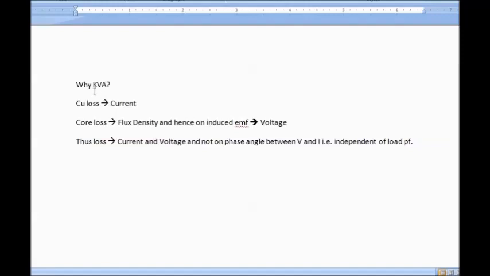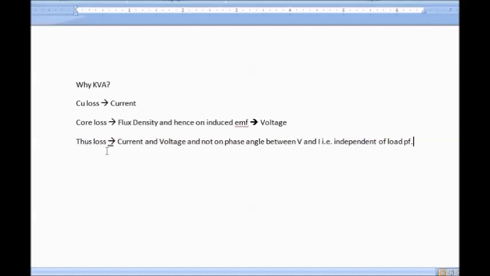So the answer to this question is that since losses in transformer depend on current and voltage only and not on the phase angle between voltage and current, that is, the losses in transformer are independent of load power factor and depend only on current and voltage. Hence a transformer is rated in VA or kVA. This kVA is for kilovolt ampere and normally VA is volt ampere. kVA is a larger unit.